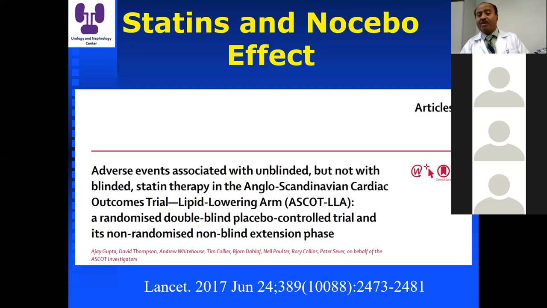So this is what happened. If they test statin against the placebo in double-blind fashion, they found that although it is statin, there were excess reports of muscle ache in open label, because in open label, the patient knows well this is statin. Okay? Is it clear? So how to avoid nocebo? By following single blind or double blind technique.